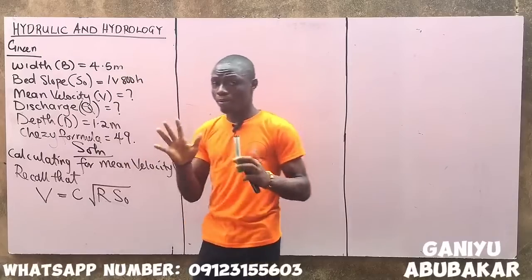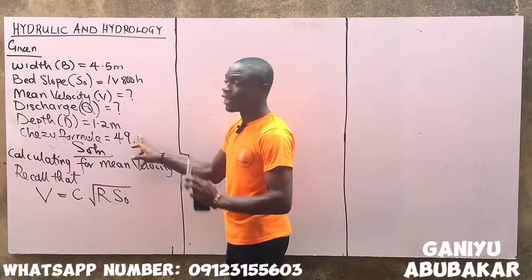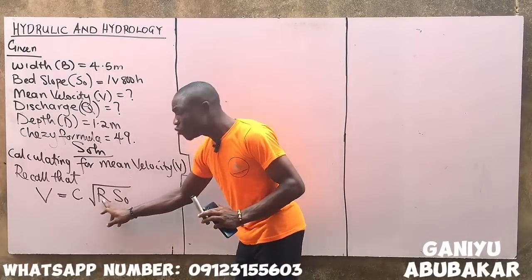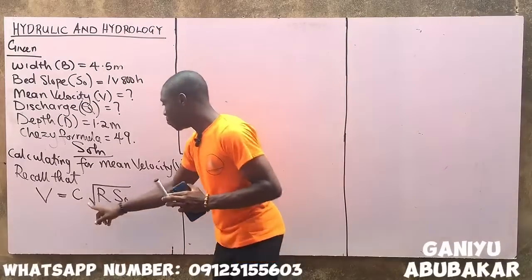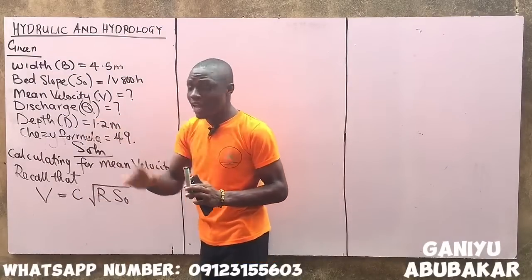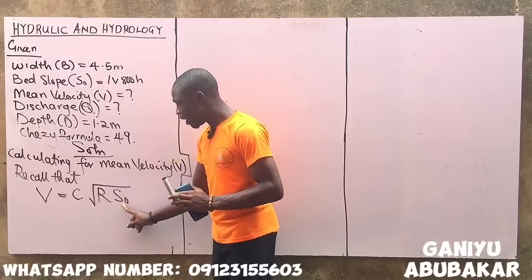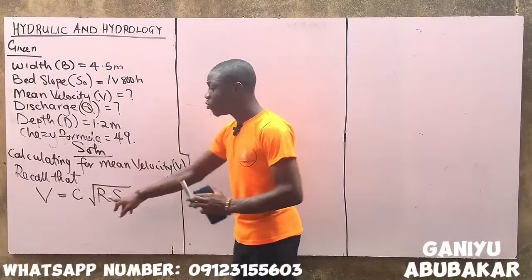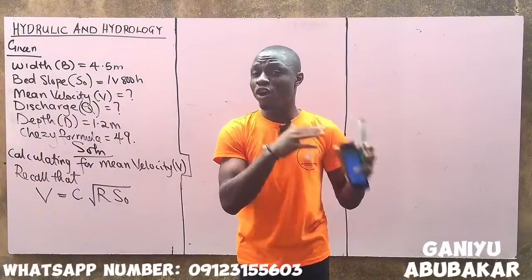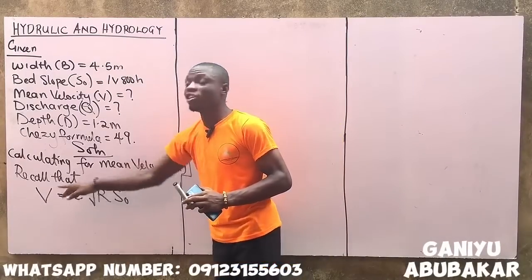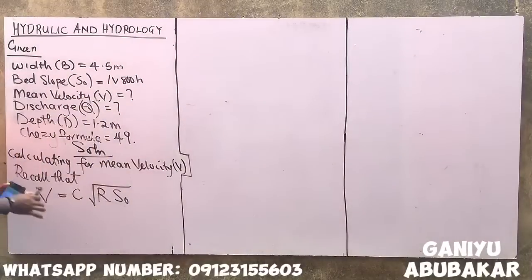I'm looking for V. I know C, the constant. I don't know R, but I know S naught. So for me to look for V successfully, I need to know three things: C, S naught and R. In this case, I don't know R. So look for the value of R, put R here, and then look for V. So my task is to look for R, and we said R is the hydraulic radius.